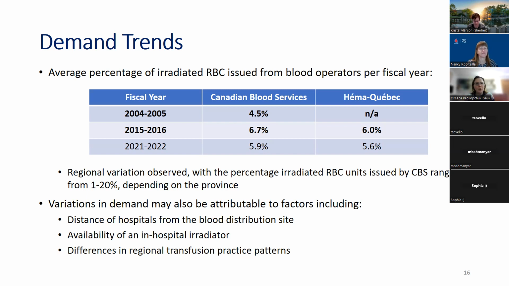To compare that to more current data that was gathered during this most recent review, 5.9% of blood inventory issued from CBS was irradiated on average, and 5.6% from Héma-Québec. So that has fallen, which shows that people are being a little bit more cognizant of who is receiving irradiated blood and why. But certainly there is more work to be done in ensuring that appropriateness is optimal, and patients who don't have indications for irradiated blood transfusion aren't receiving an inferior product.